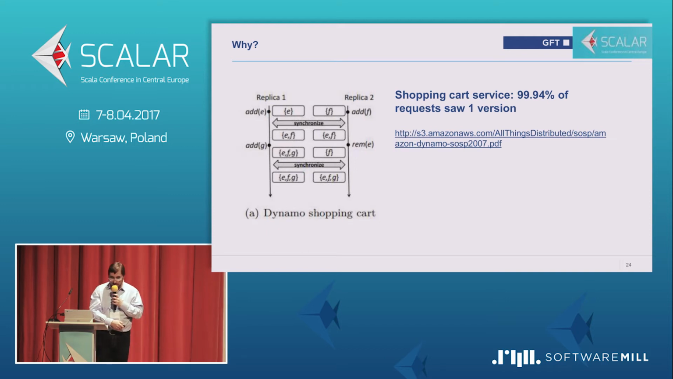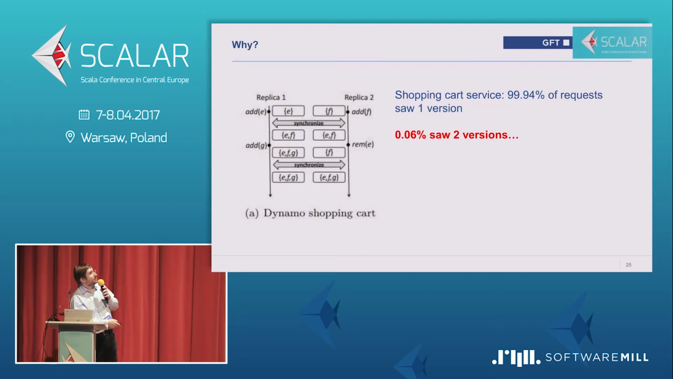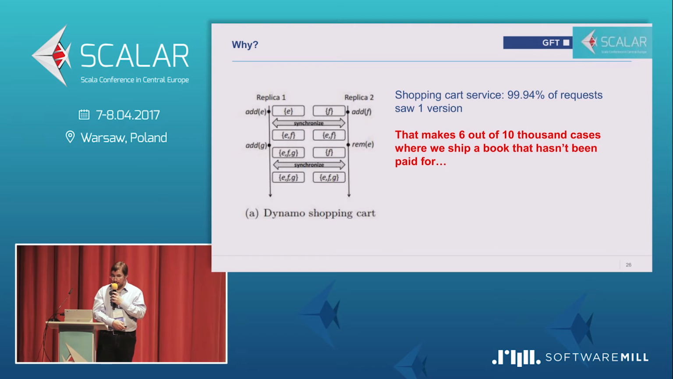But no worries, the Dynamo paper says that for the shopping cart service, 99.94% of requests just saw one version, which I read as 0.06% have seen at least two versions. So 6 out of 10,000 cases where we ship a book that hasn't been paid for. It's okay for Amazon. It's part of the business, okay?